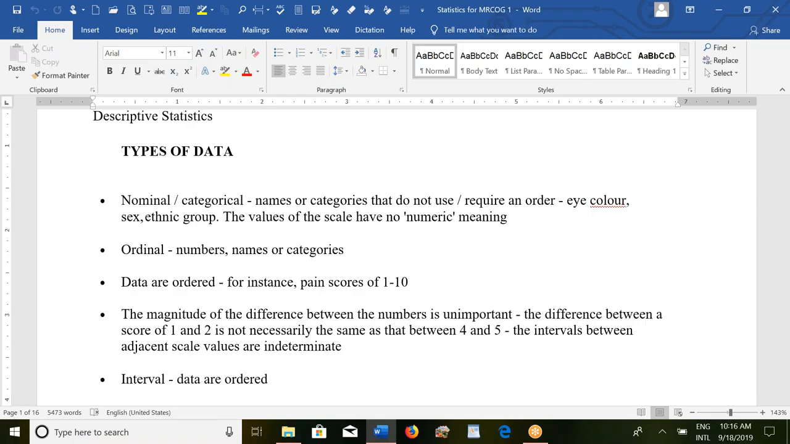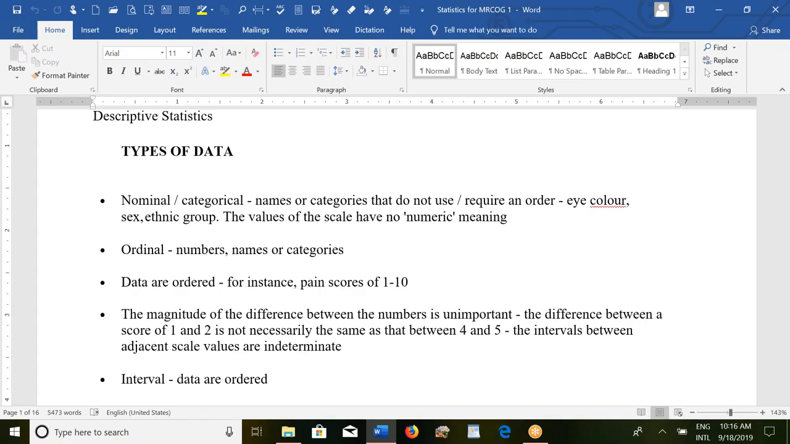Then ordinal data deals with numbers, names or categories, and the data are ordered. For instance, a pain score of 1 to 10. You will ask the patient, if we give you 10 points, where do you stand? She will say 5 out of 10, because she can tell you that she is having moderate pain. So the magnitude of the difference between the numbers is unimportant.